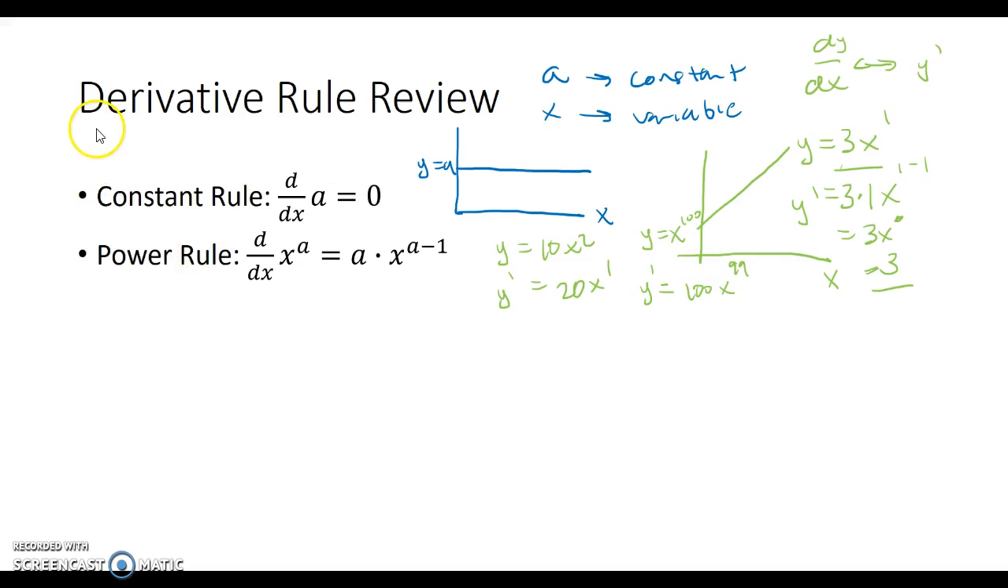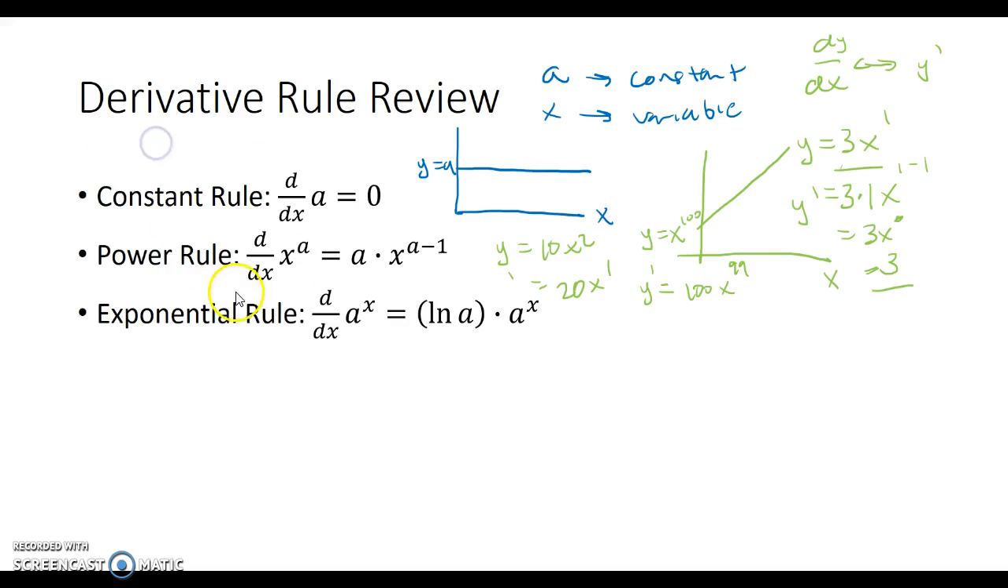Okay, so power rule is the first rule we usually learn in a calculus class, maybe aside from the constant rule. And now the exponential rule. Okay, so it's really important to distinguish between these two notations. x to the a and a to the x are very different. You can't just ignore that little detail. You can't just say, oh, they both have a base and a power.